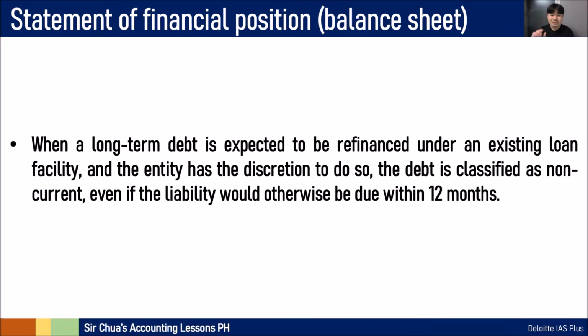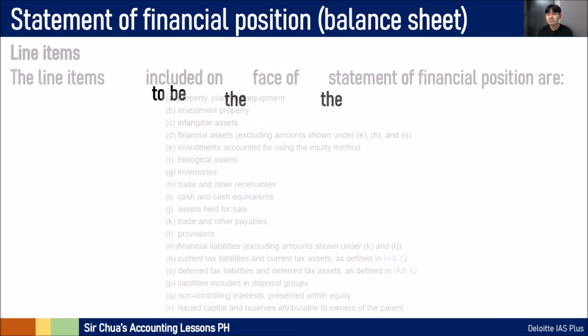When a long-term debt is expected to be refinanced under an existing loan facility, the entity has the discretion to do so. The debt is classified as non-current even if the liability would otherwise be due within 12 months. But this term is actually being discussed in intermediate accounting, so hindi po masyado pa nating i-explore. This will be discussed with you further in intermediate accounting.